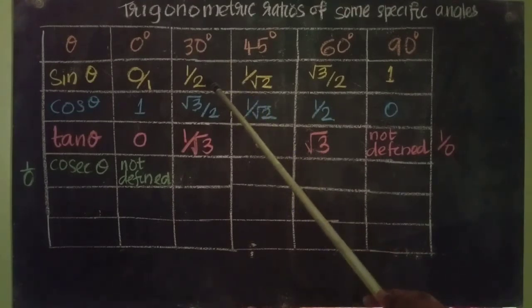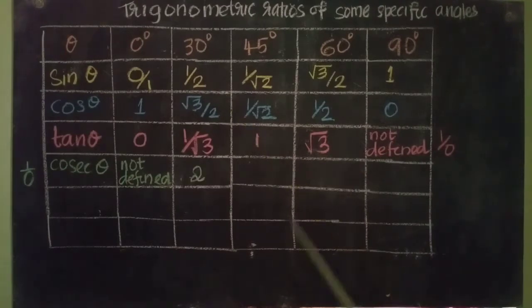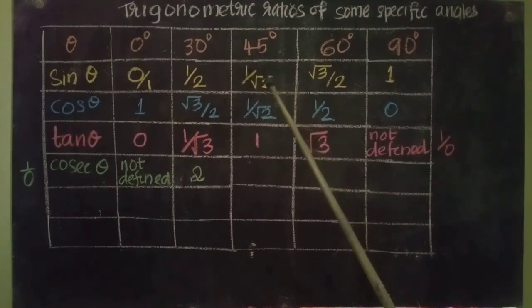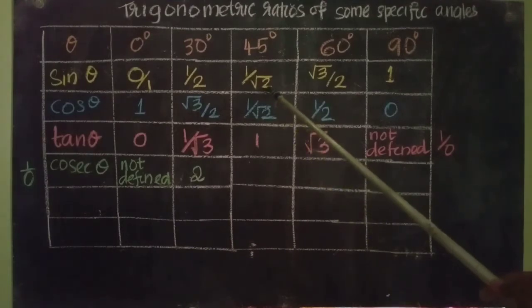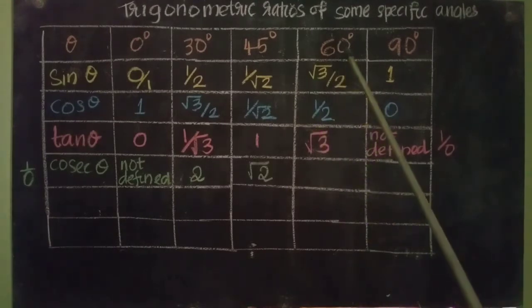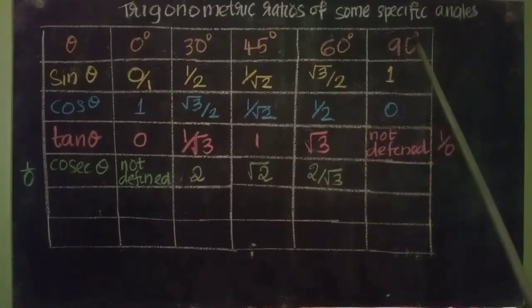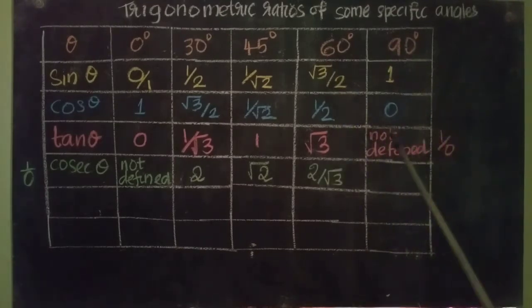Then, sin 30, it is 1 by 2. What is the reciprocal of 1 by 2? It is 2 by 1, that is 2. Next, sin 45 is 1 by root 2. What is the reciprocal of 1 by root 2? It is root 2 by 1, that is equal to root 2. Next, sin 60 is root 3 by 2. What is its reciprocal? It is 2 by root 3. Next, sin 90 degree equal to 1. Its reciprocal also equal to 1.